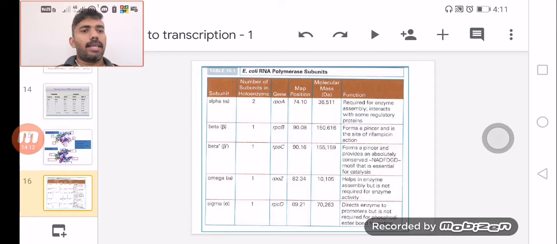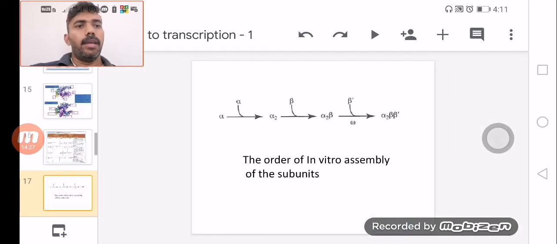And finally the sigma, which directs the enzyme to occupy properly in the promoter site, and they interact usually with the promoter region with some molecular interaction. So this is the pattern how this enzyme undergoes its assembly. The alpha subunit comes first, then followed by beta, beta dash and omega.